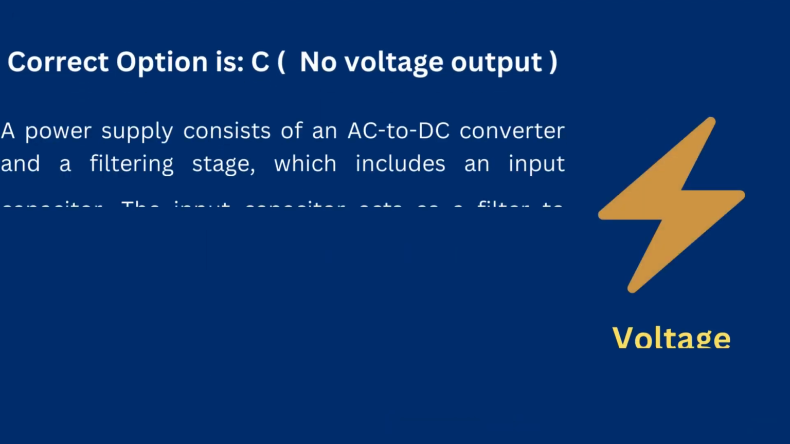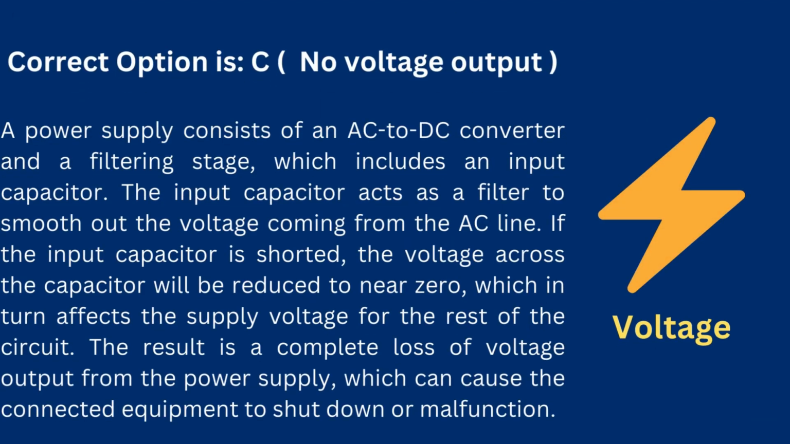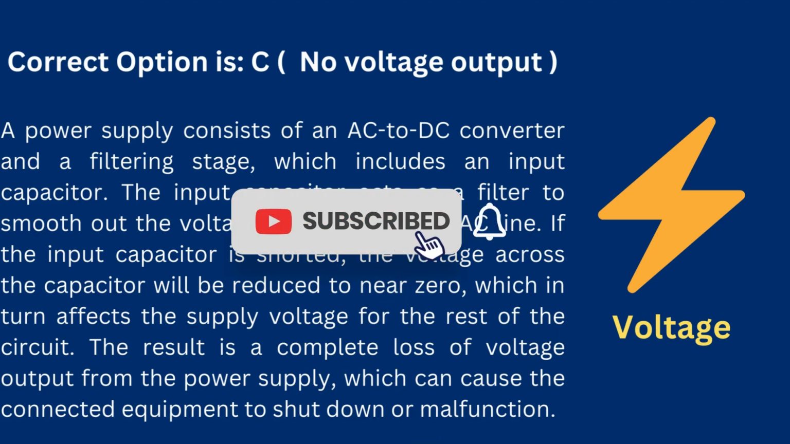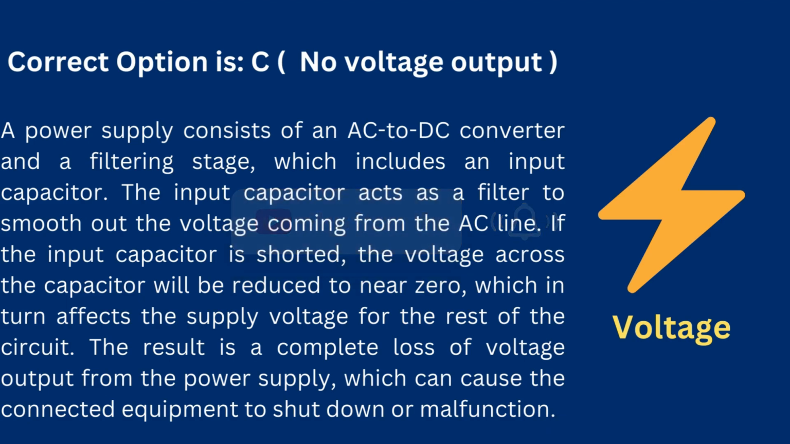So our correct option is option C, no voltage output, because a power supply consists of an AC to DC converter and a filtering stage which includes an input capacitor. The input capacitor acts as a filter to smooth the voltage coming from the AC line. If the input capacitor is shorted, the voltage across the capacitor will be reduced to near zero, which in turn affects the supply voltage for the rest of the circuit. The result is a complete loss of voltage output from the power supply, which can cause the connected equipment to shut down or malfunction. That's all the explanation for MCQ number 2.